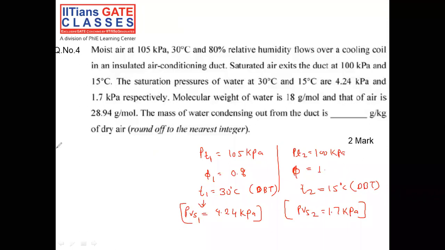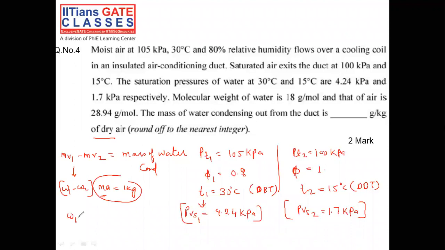Now, they are asking for the mass of the water which is condensing, that is V1 minus V2. That can be easily calculated as omega 1 minus omega 2 into the mass of the air, which is going to be constant. Here they have said gram per kg of dry air, that is 1 kg of air we are going to consider. So directly we need to calculate omega 1 minus omega 2 only in this question.